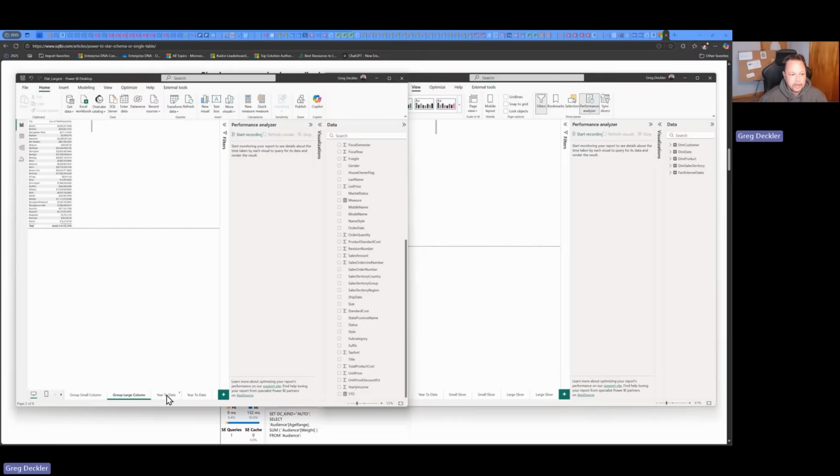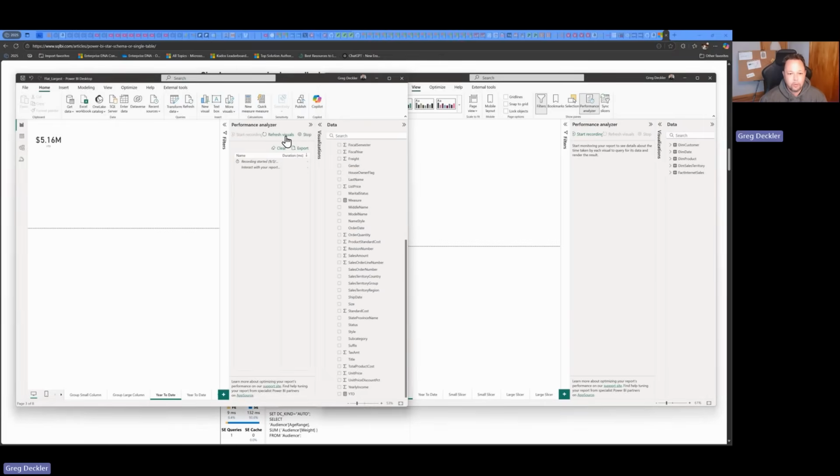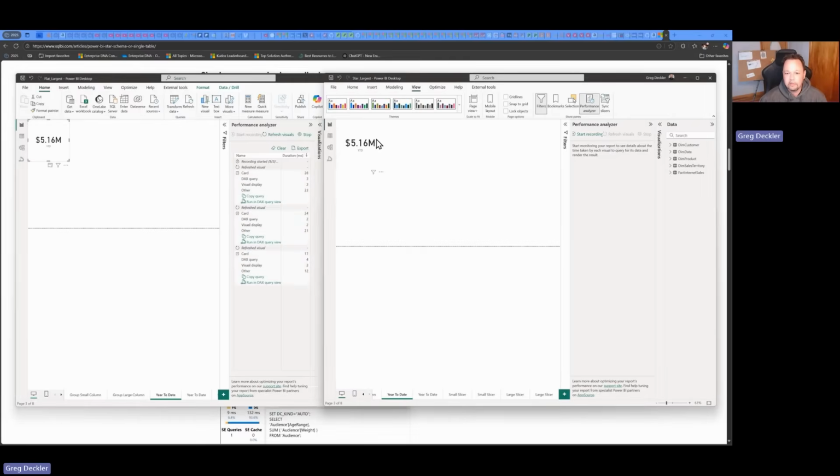Okay, so let's take a look at year-to-date. Year-to-date, 5.16 million. Year-to-date over here, 5.16 million. Again, if I do the performance analyzer, we got 4 milliseconds, 2 milliseconds, 3 milliseconds. Over here, refresh, refresh, refresh. Again, 3 milliseconds, 3 milliseconds, 3 milliseconds. So no real difference, right?